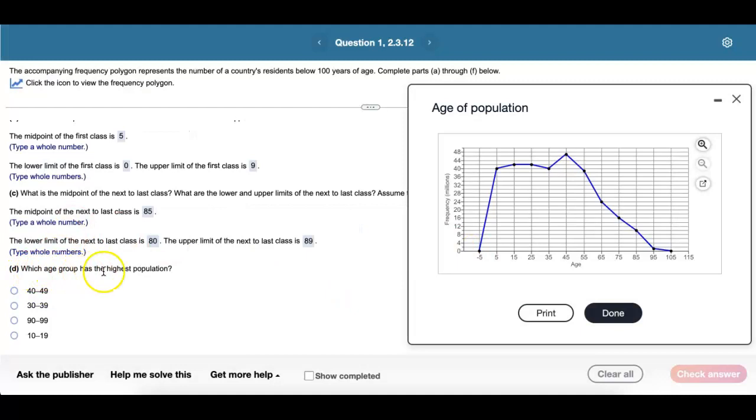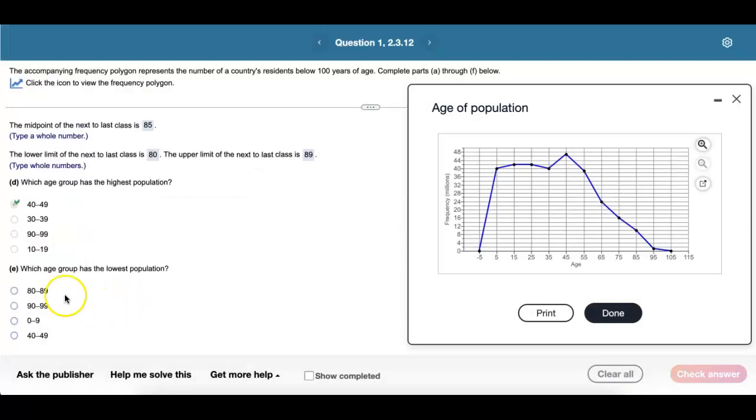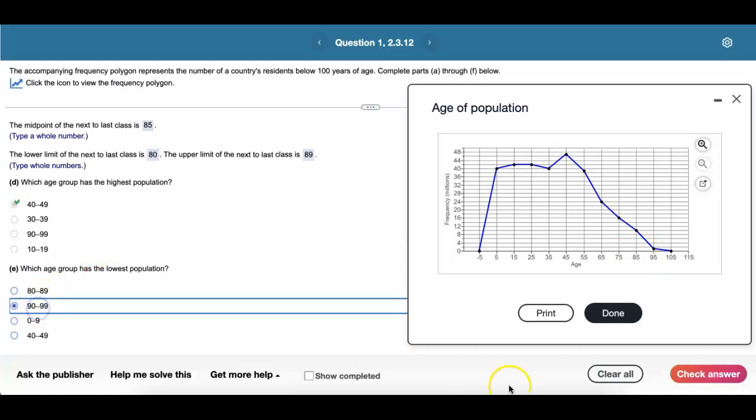And then this next one, which age group has the highest population? Well, I can look for the highest point on the graph, and that happens here with the midpoint of 45. Now the midpoint is 45, so the age group ranges from 40 to 49, including 40 and through 49, or you could say up to 50. For the next one, which age group has the lowest population? So that's going to be the lowest point on the graph that's not 0, and that would be this point. 95 is the midpoint. So from 90 to 99.